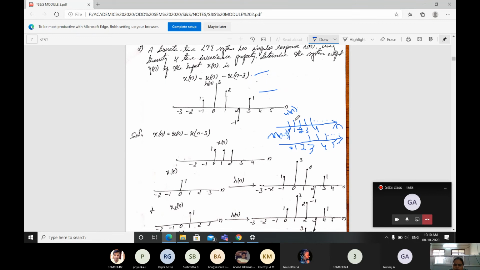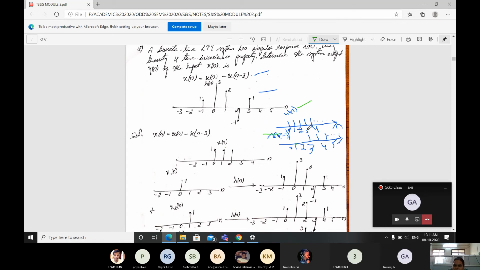Right? What are we going to do? We are subtracting these two signals. When I subtract u of n with u of n minus 3, at the 0th position here it is 1, here it is 0, 1 minus 0 gives 1. At position 1, it is 1 minus 0, which is 1 only. Then at 2, 1 minus 0 is again 1.